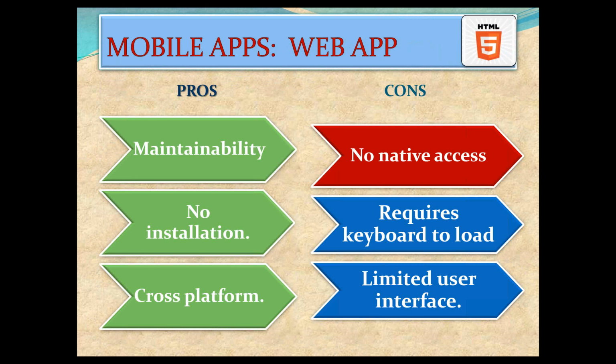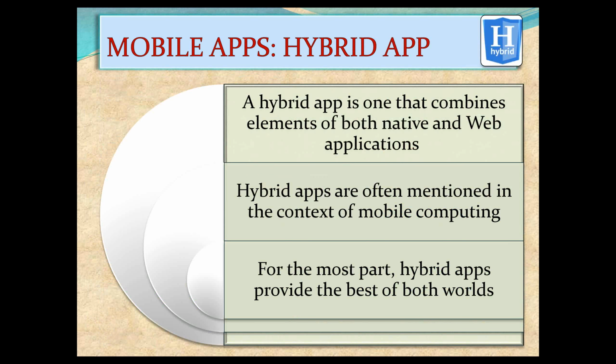And one more thing about the web app: mobile browsing is declining. The number of users browsing the web on a mobile device is declining, while application usage is increasing. Then we have the hybrid app. It's always confusing how to distinguish the hybrid app and how to distinguish the native app, but we'll be talking about that. So what is a hybrid app?